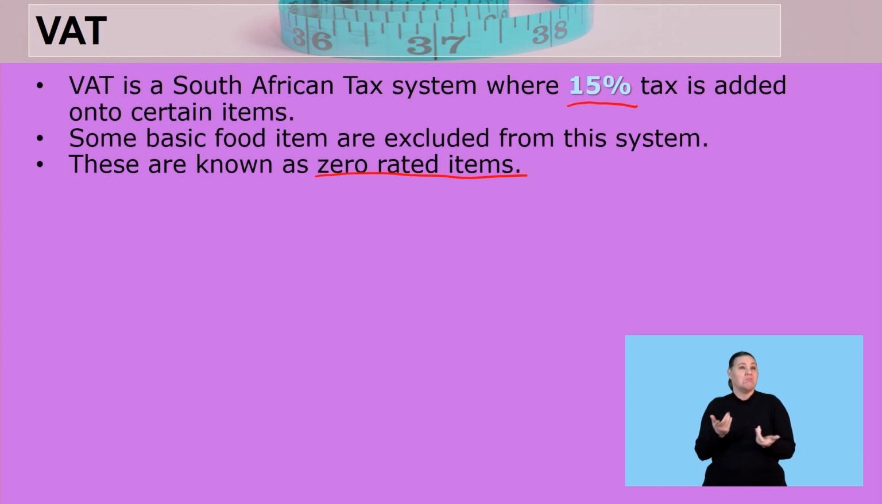Often when you purchase stuff from the store, you get a little till slip. On the till slip, it shows you which items are VAT zero-rated items. So it's interesting to look at that if you want to.